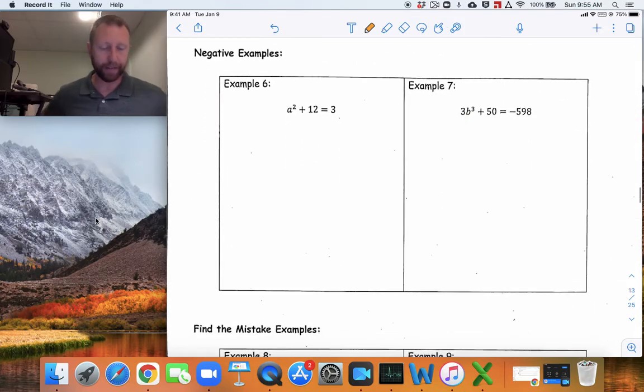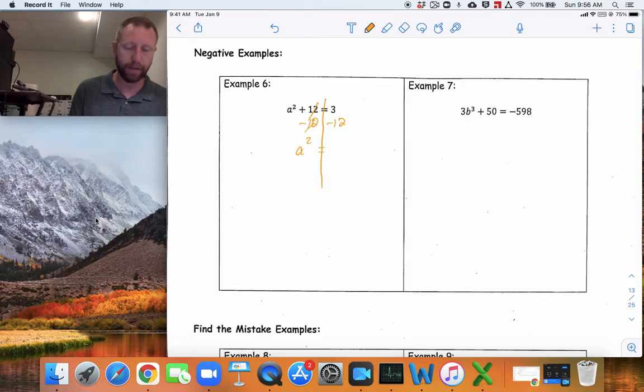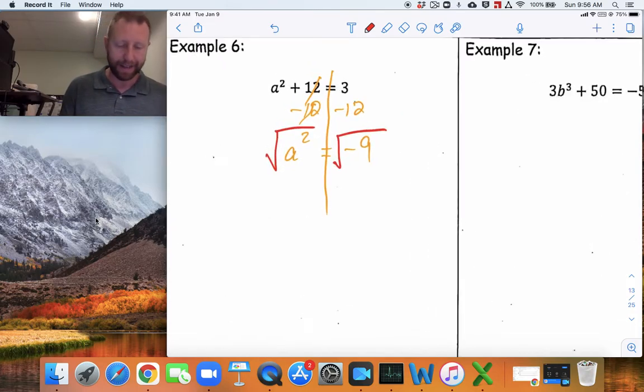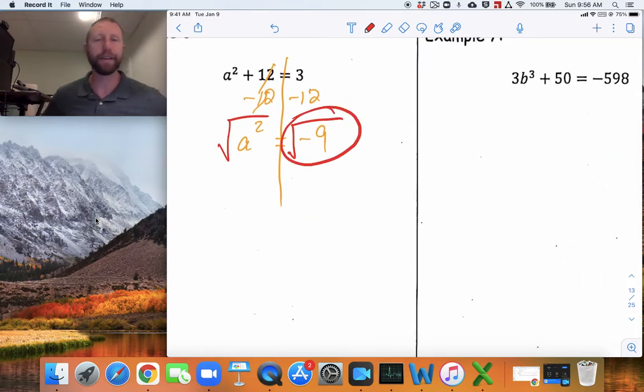So for the negative examples, on the next page, it has a squared plus 12 equals 3. Well, let's go ahead and solve it. We've got subtract 12 from both sides, and that gives us a squared equals 3 minus 12, which is negative 9. I know the opposite of squaring a number is to take the square root. So I'm going to take the square root of both sides, and boom, right there. That's when I notice it. I can't have the square root of a negative number. I can have the cube root of a negative number, but I can't have the square root of a negative number. Okay, so this one is not possible.